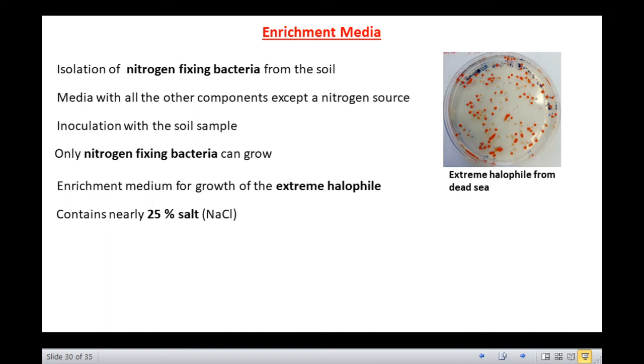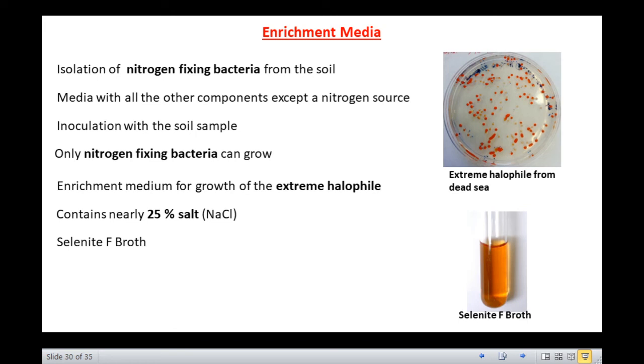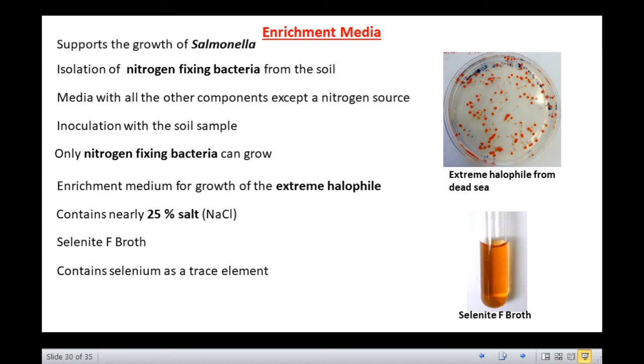The number of Salmonella in a fecal sample may not be sufficiently high to give a positive test. The sample can be cultured in a selenite F broth containing selenium as a trace element which supports the growth of Salmonella. Moving on to the next type of media, enriched media.